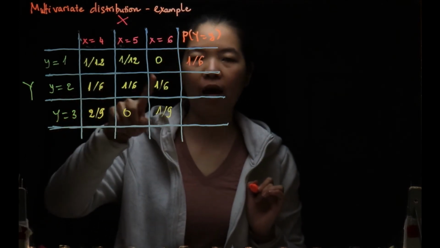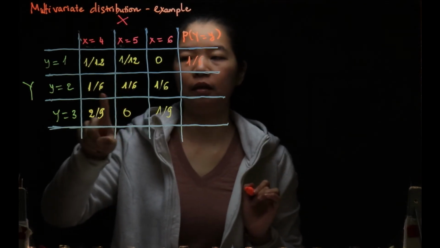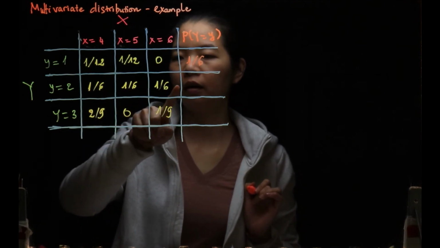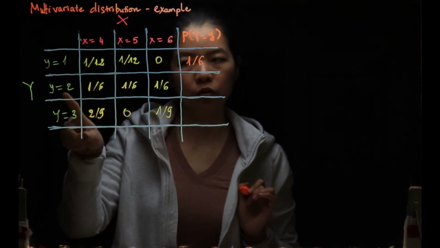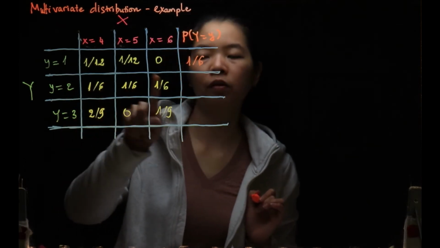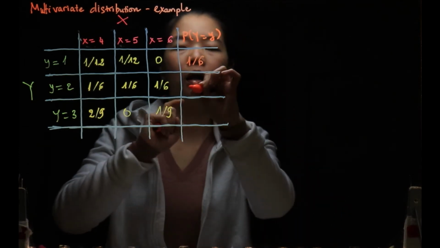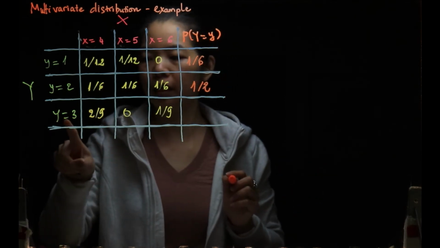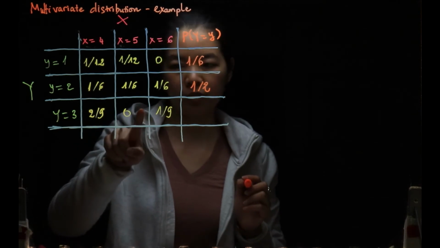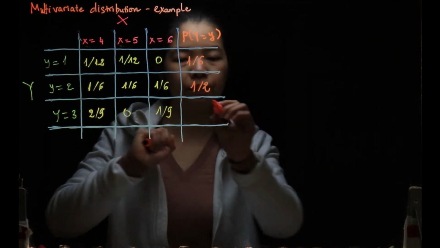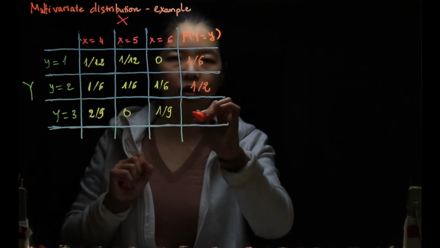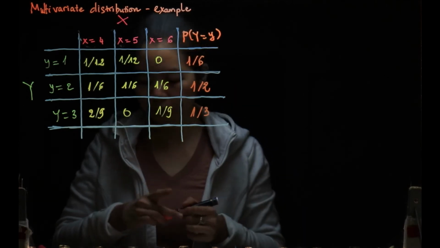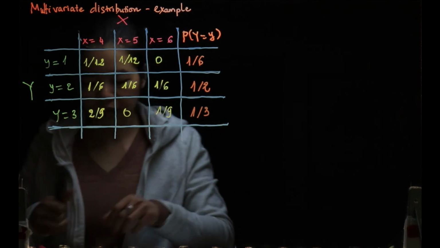Similarly, what is the probability that y equals 2? Doesn't matter what x is. So all the possible probabilities of x's when y equals 2 are 1/6, 2/6, 3/6. 3/6 is 1/2, right? Similarly, for y equals 3, the probability is 2/9 plus 0 plus 1/9. That is 3/9, and that means 1/3.